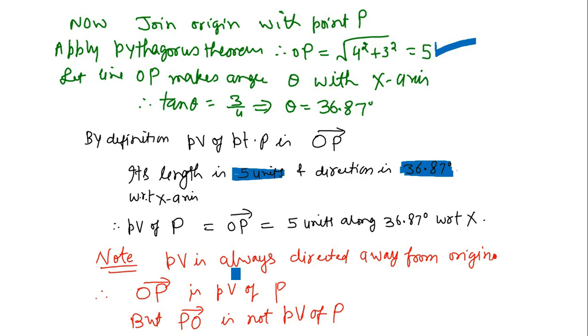Please note that the position vector is always directed away from the origin. So if the point is P in space, the position vector will be represented by OP vector. But if we draw a vector from P to A, it will not be the position vector of point P.